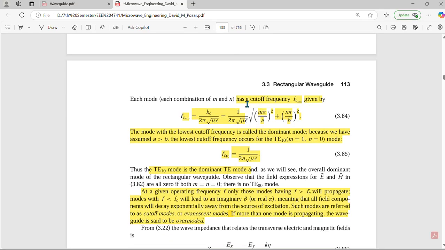And now we come to the cutoff frequency. In the case of the cutoff frequency, fc of mn, where m and n denote the same thing, equals kc divided by 2 pi root mu epsilon. Replacing kc with the previous value, we get this one. This one is the main equation for the cutoff frequency.